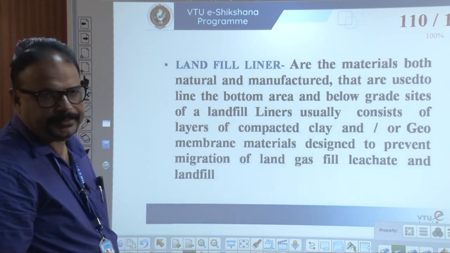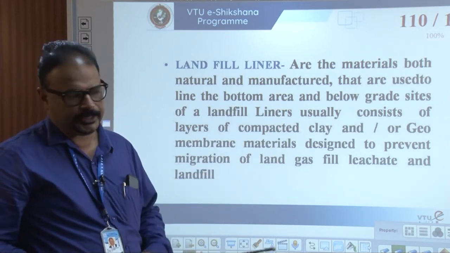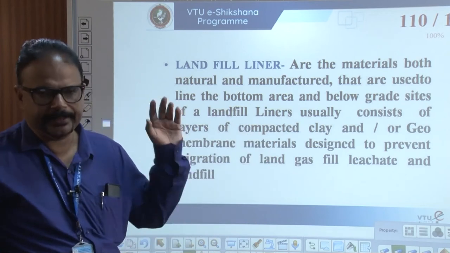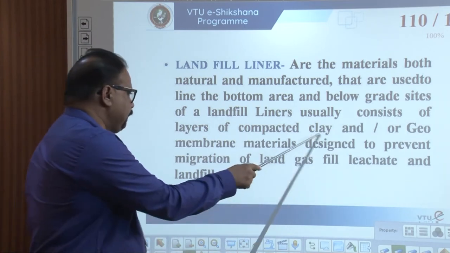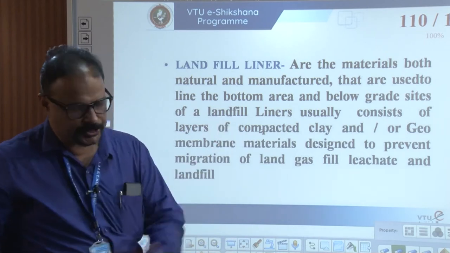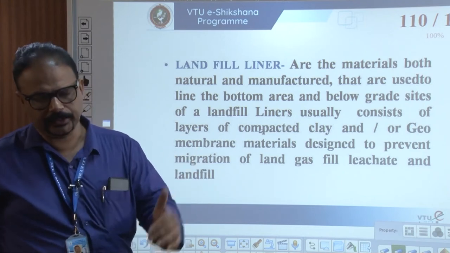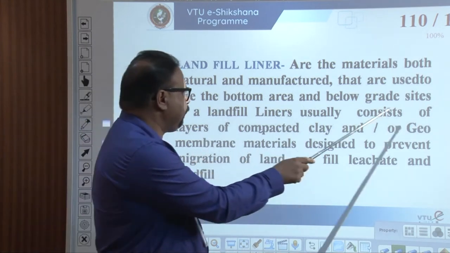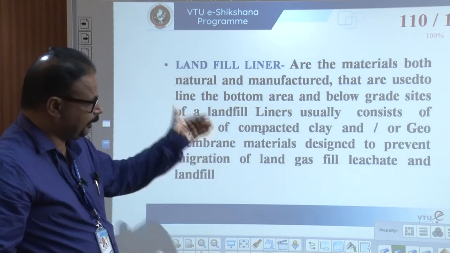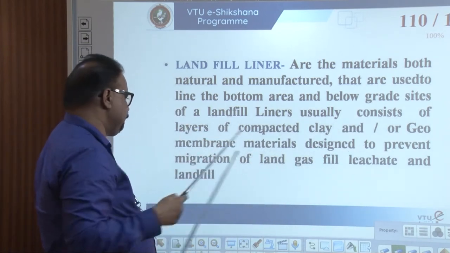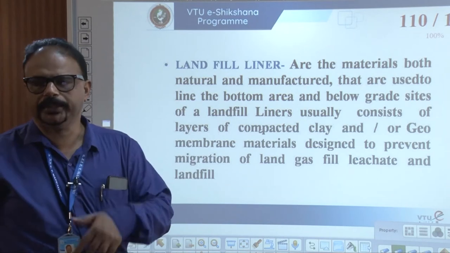Landfill liner is also very important. A liner is used below, after the landfill base is constructed. We put clay and a liner, a geomembrane liner or compacted clay, so that the leachate should not pass downward, should not move to the aquifer, and should not contact the ground. In the site, the liner consists of a layer of compacted clay and geomembrane material, which prevents the migration of landfill gas and leachate into the ground.